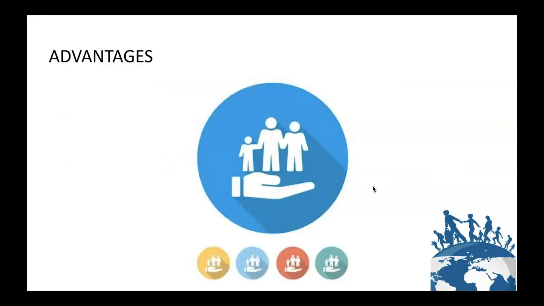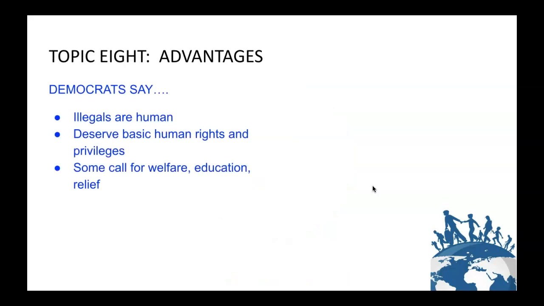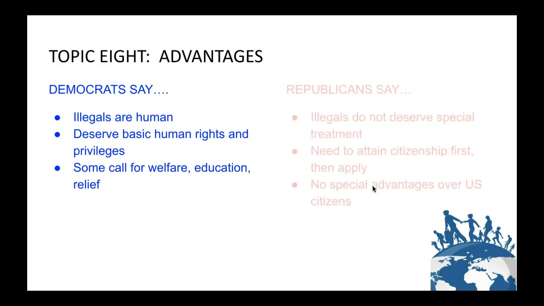I believe our last topic here is advantages, like welfare and social welfare programs. When it comes to receiving these advantages that the government provides, Democrats would say that illegals are human, and they deserve basic human rights and privileges. Some call for welfare and education and relief, and some would even say that we need to help people who are in this type of situation, especially the children, because to no fault of their own, they're already here, and that we should do our best to assist them as if they were our own U.S. citizens in the first place.